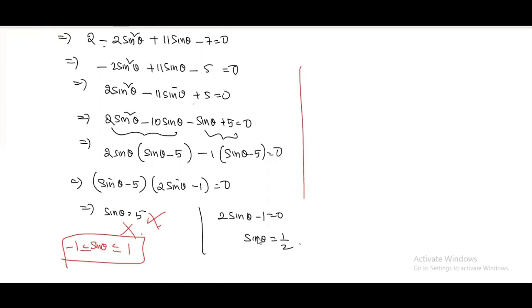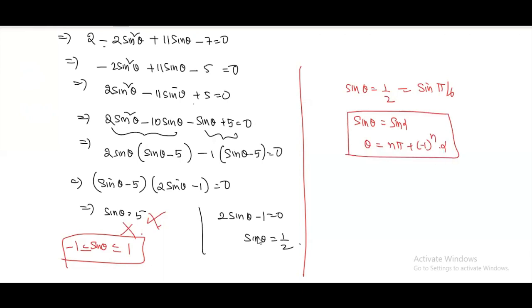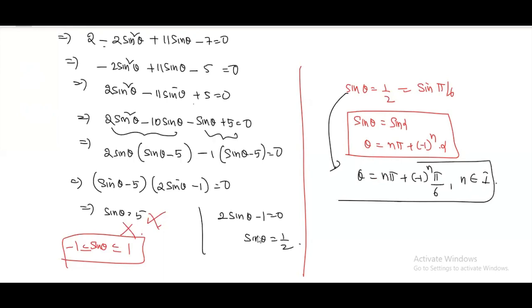So let's look at this case. If sin theta is equal to 1 by 2, where do we get 1 by 2 in terms of sine? Sin 30 degrees, so that can be written as sin pi by 6. Here we can apply the formula: sin theta is equal to sin alpha, then theta is equal to n pi plus minus 1 whole power n into alpha. Let's apply this here. So we'll get theta is equal to n pi plus minus 1 whole power n into pi by 6, where n belongs to integers. So this is the way how we solve this trigonometric equation.